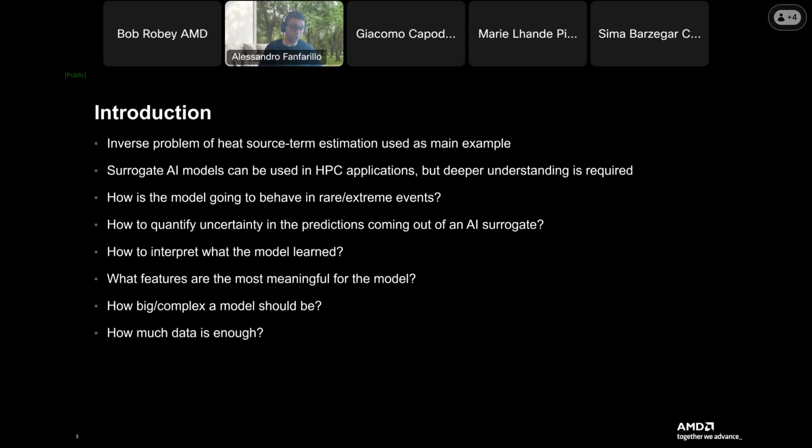How can you know what the model has learned inside the black box? What features are the most meaningful for the model? Do you really need all the features? You may need fewer. How big should the model be? How many layers? How many neurons? And how much data is enough? Because data is where usually the money is, where the cost of training is. You need to gather the data.